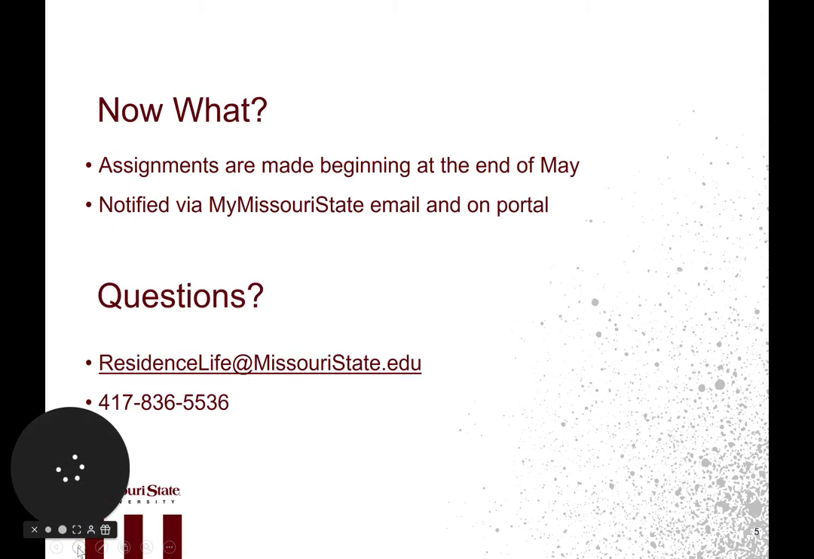So once you've applied for housing, you might be wondering what's next. What do you have to do after this? So housing assignments are made beginning at the end of May. So you'll receive your assignment to your My Missouri State email. It's also going to be open on your portal for you to view as well.